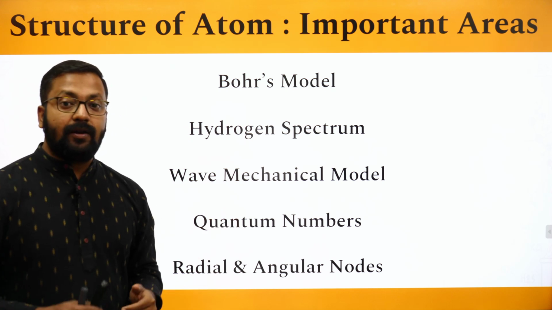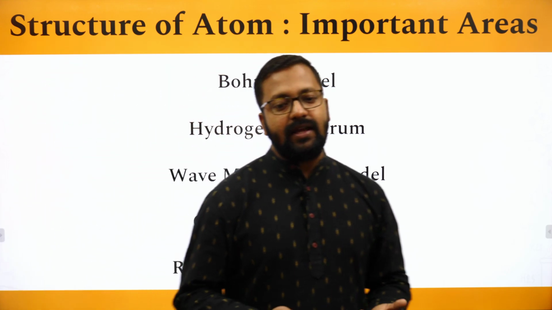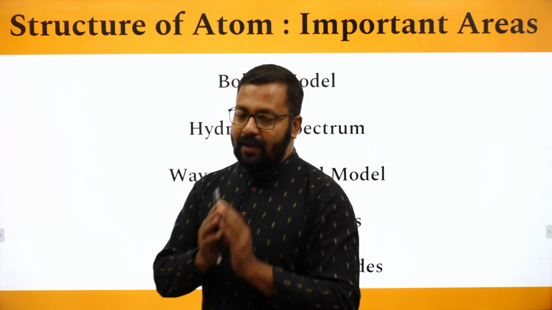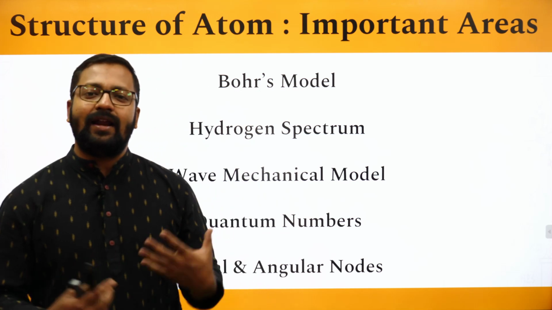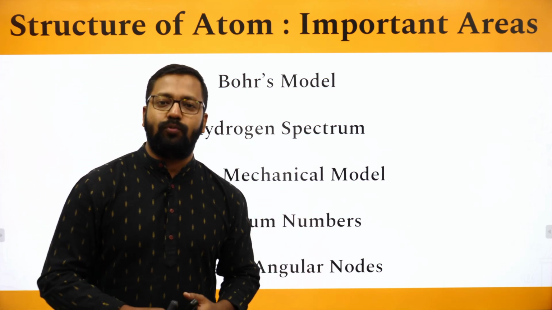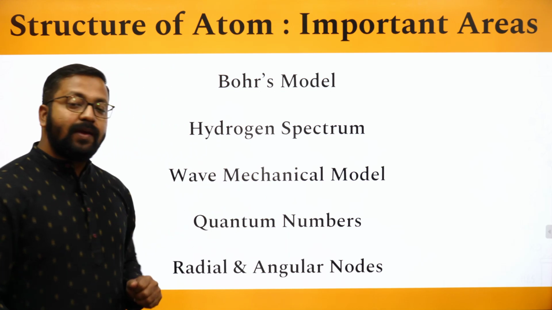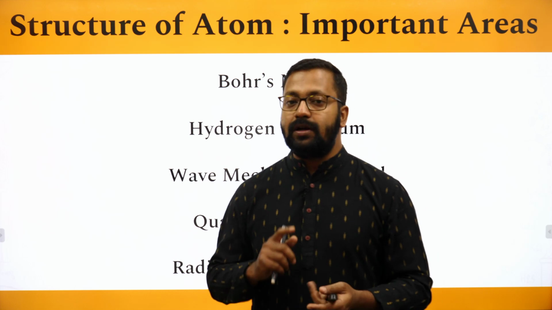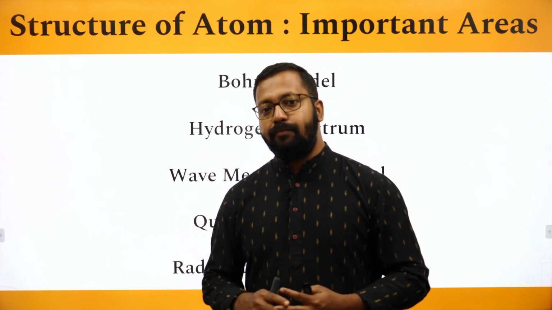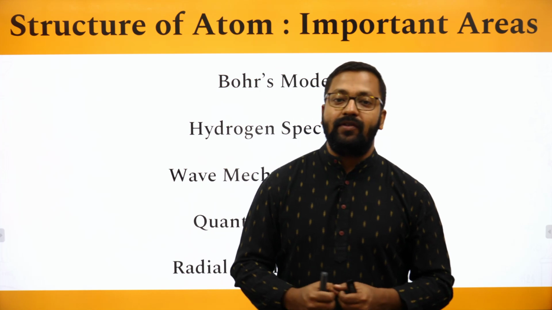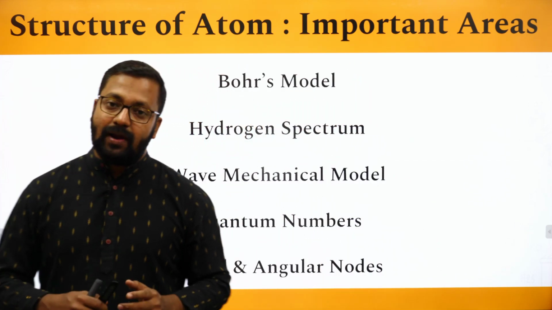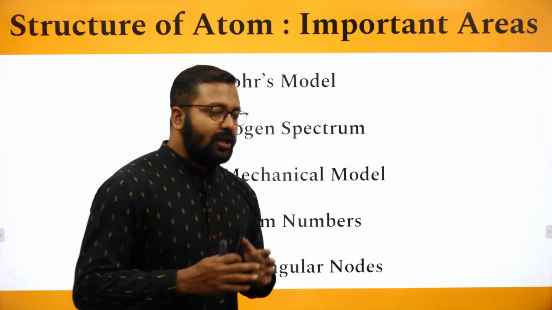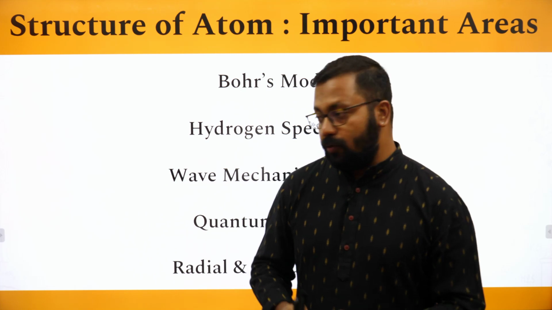Hydrogen spectrum, you need to know the number of lines that you observe, you need to know the spectral series, the series limit, the first line, second line, third line, और ये जो lines हम बोलते हैं, what are these? Wave mechanical model, you need to know what is the meaning of Heisenberg uncertainty principle, dual nature, the de Broglie hypothesis. Also, you should be aware of how to identify mathematically the point where the node would be present. Node is a region where the electron density is 0.